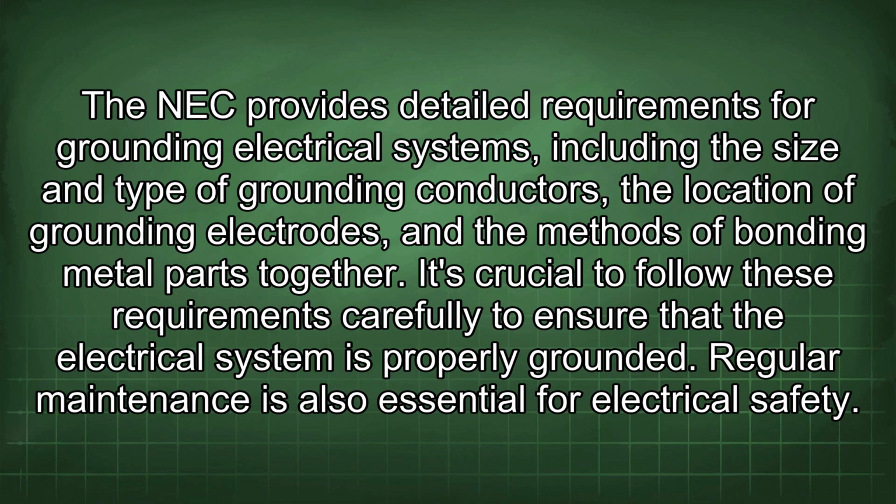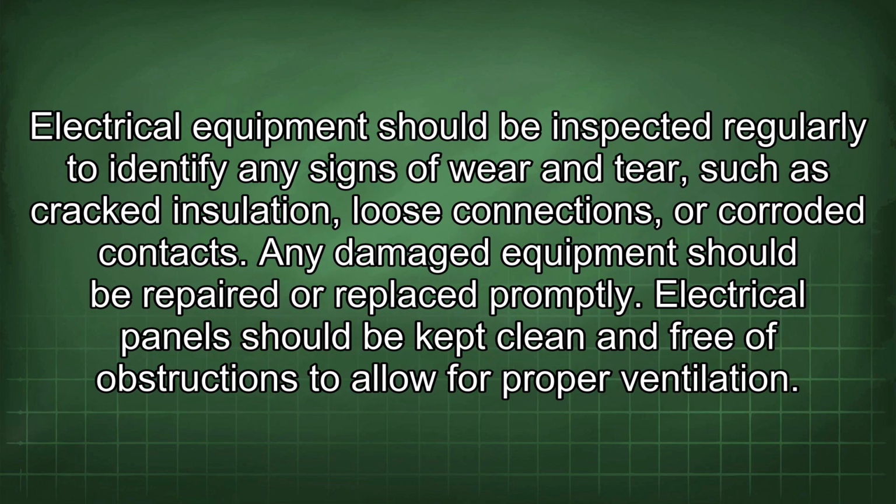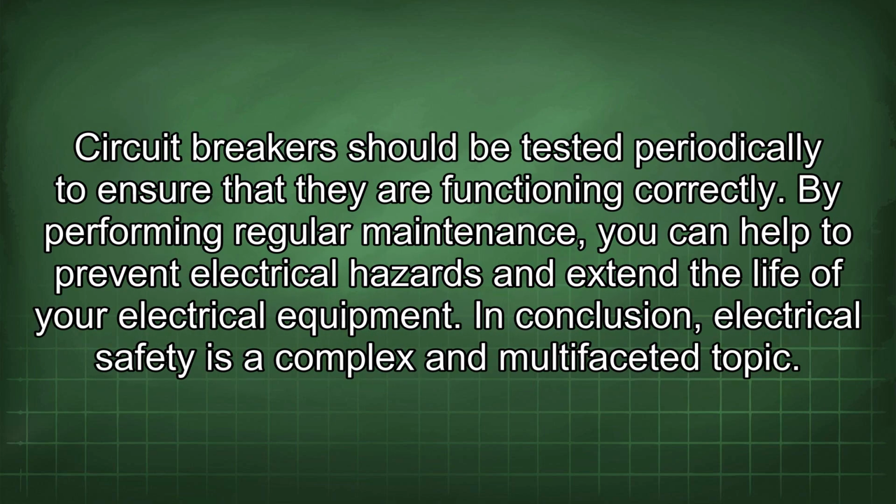Regular maintenance is also essential for electrical safety. The electrical equipment should be inspected regularly to identify any signs of wear and tear, such as cracked insulation, loose connections, or corroded contacts. Any damaged equipment should be repaired or replaced promptly. The electrical panels should be kept clean and free of obstructions to allow for proper ventilation. Circuit breakers should be tested periodically to ensure that they are functioning correctly. By performing regular maintenance, you can help to prevent electrical hazards and extend the life of your electrical equipment.